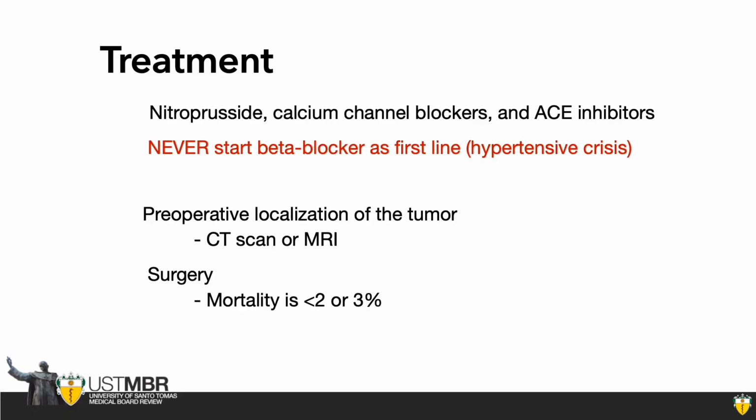The rule in red is never start a patient whom you think may be having pheochromocytoma with a beta blocker as their first line agent. It could be a second line agent after alpha blocker, but if you give a beta blocker to somebody with pheo, you can precipitate a hypertensive crisis, and another potential question for the board exam.